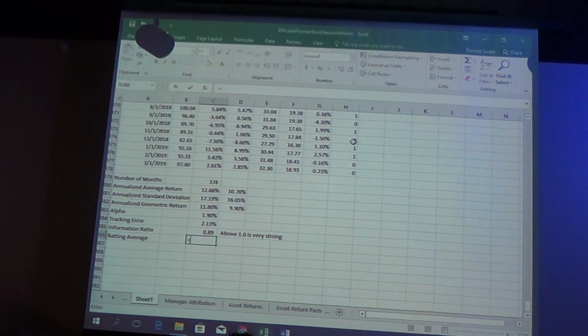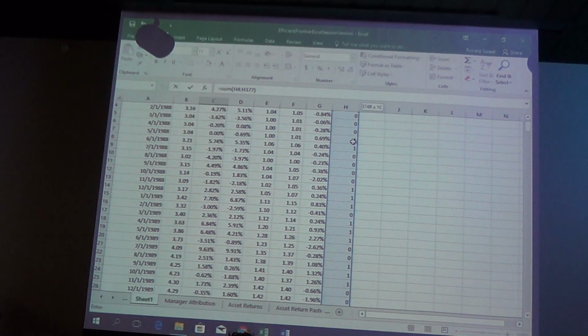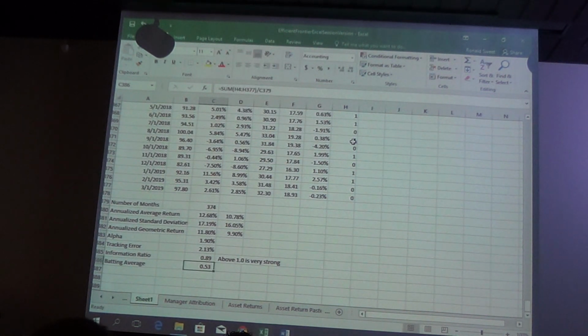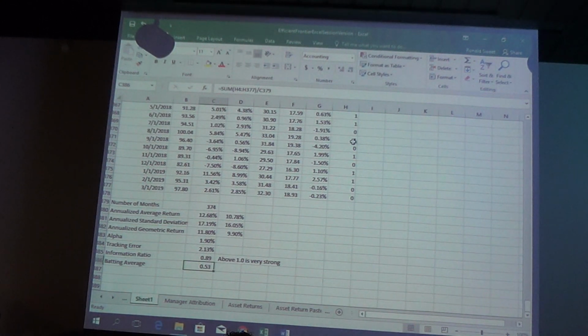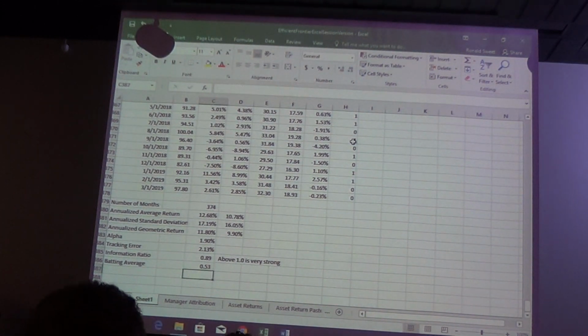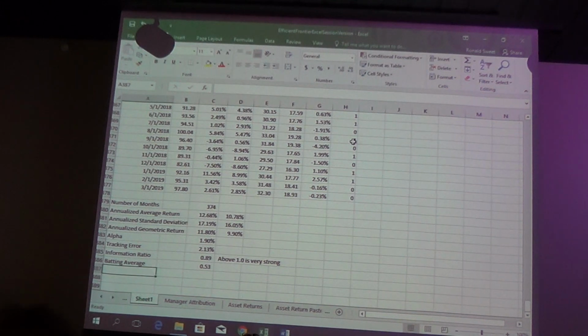So the batting average, you just take a sum of the number of months that they beat the market and divide it by the number of months. You can see their batting average is 53. If it was random noise, you'd expect it to be 50% of the time. So they do slightly better than 50% of the time. That's pretty good.